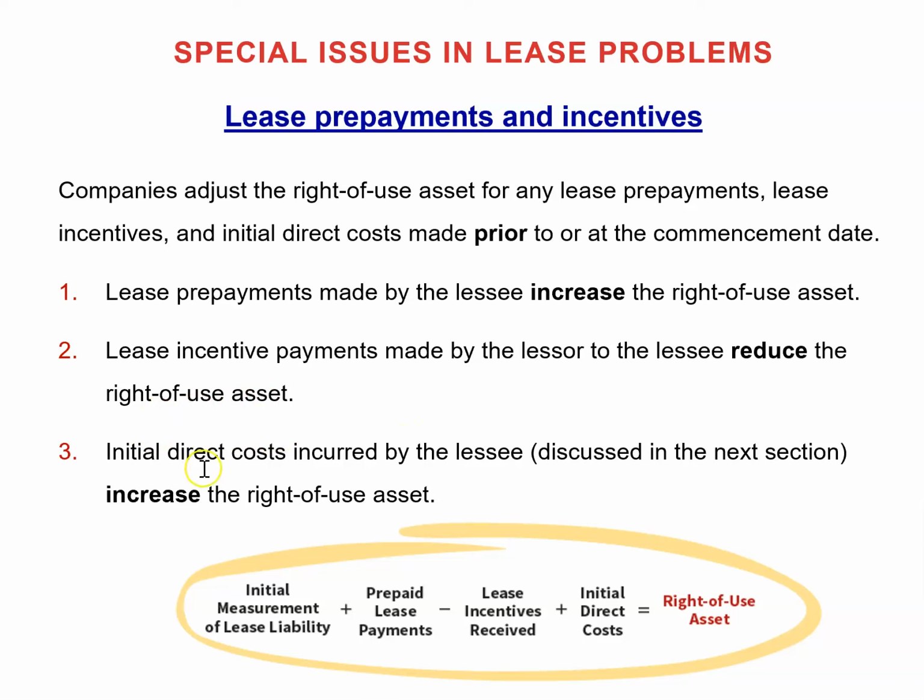And then there are some initial direct costs, which will be incurred by the lessee, and those will be added when we calculate the right of use assets. So this little chart or picture will help you remember: we start with the initial measurement of lease liabilities, then we add lease prepayments to that, and if any payment is made by the lessor as lease incentives, we subtract that, and initial direct costs we include. This is how we measure the right of use assets.